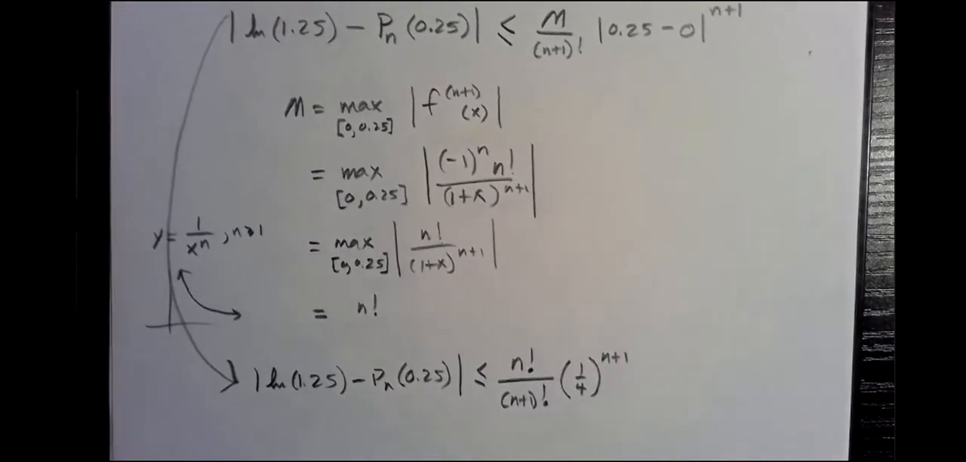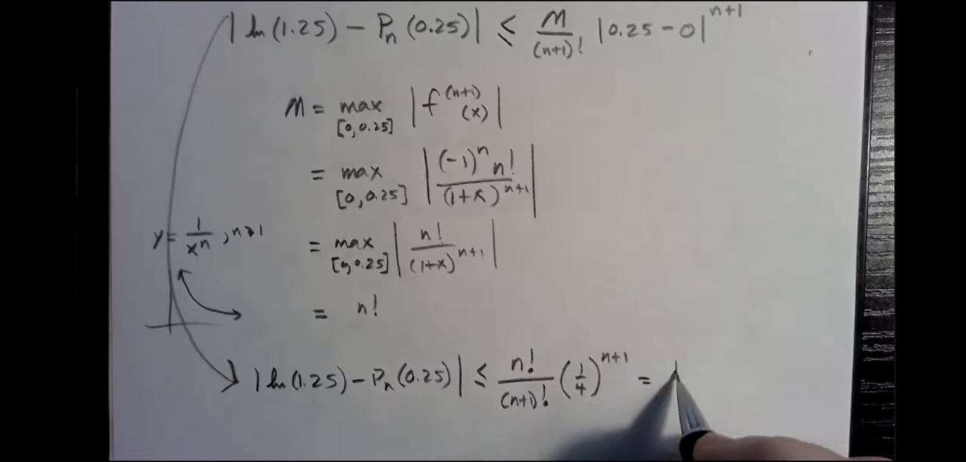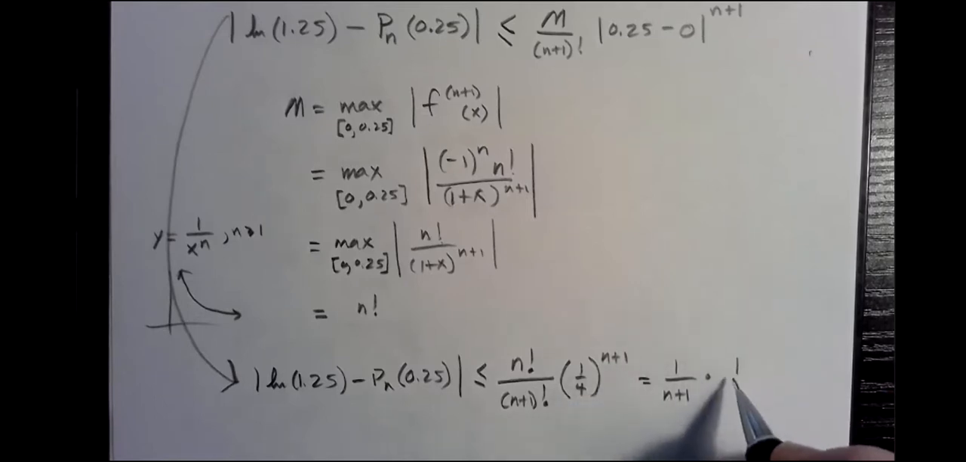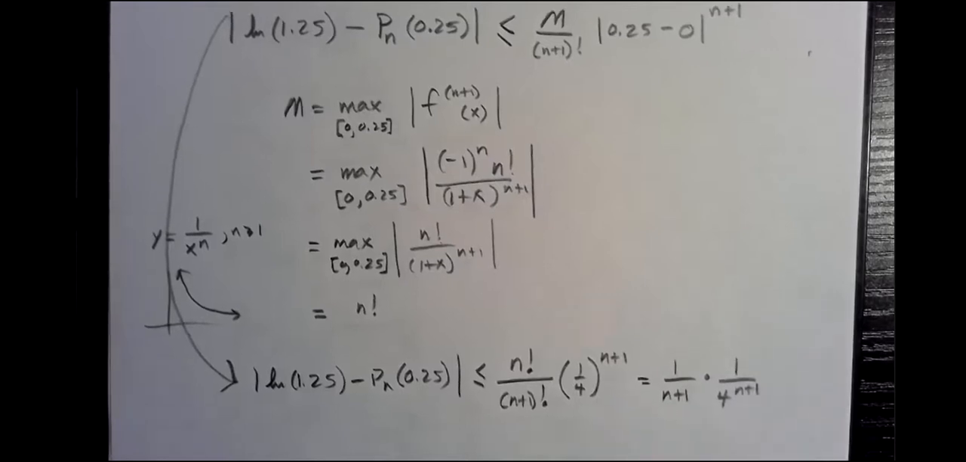Well, that can be simplified. We know that when we have a quotient of factorials, the n factorial in the numerator cancels with the n factorial in the denominator, just leaving us 1 over n plus 1. And I can write the 1/4 to the n plus 1 as 1 over 4 to the power n plus 1. It's going to make calculations a little bit easier.